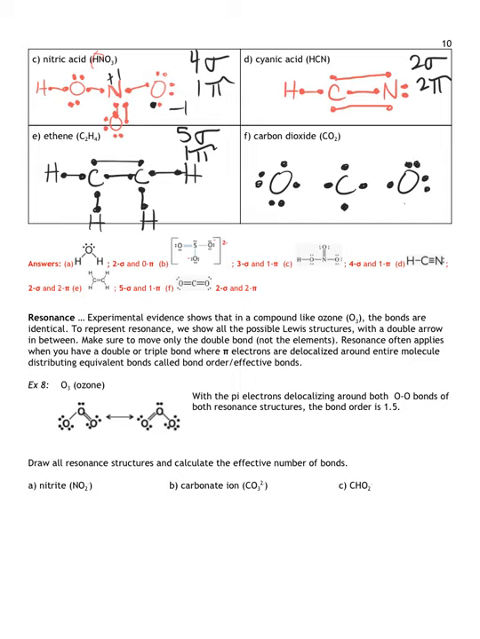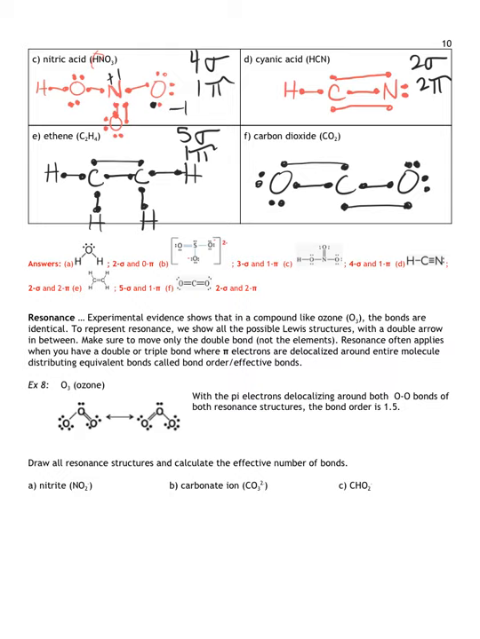So now sigma, sigma. I look and count to see if I have an octet, and it looks like I'm deficient on all the atoms. So I'm going to do another bond here, and then also another bond here. And then I check to see if I have my octet: 2, 4, 6, 8, 2, 4, 6, 8, 2, 4, 6, 8. So it looks like it's all octets.